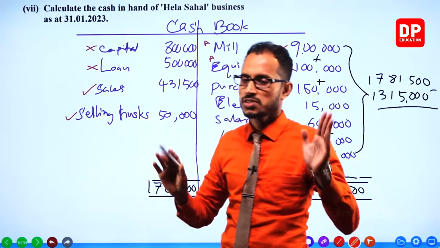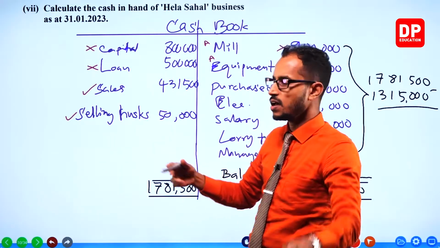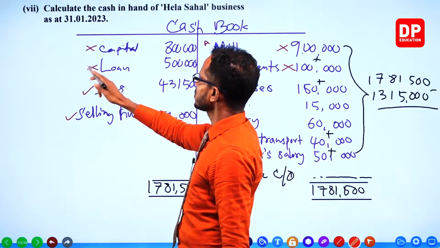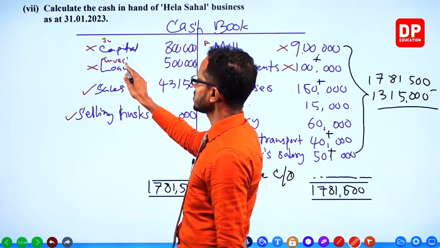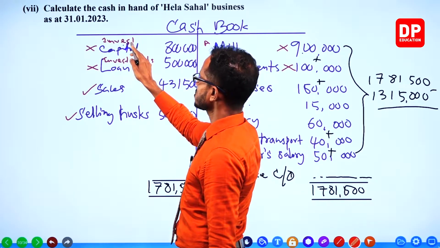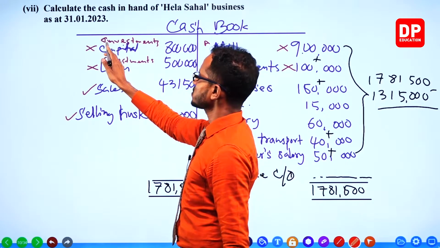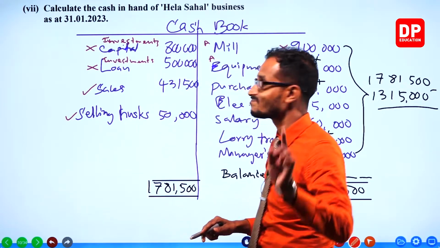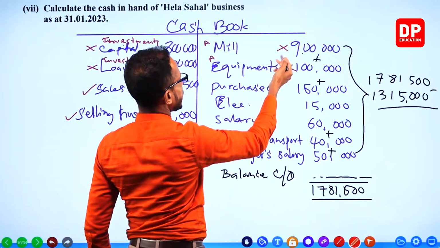Not operational expenses, not income generating expenses. No, these are investments done for assets. Capital and loan are also investments, not incomes. Capital invested is money invested in the business, not income of the business. So we didn't take these two.